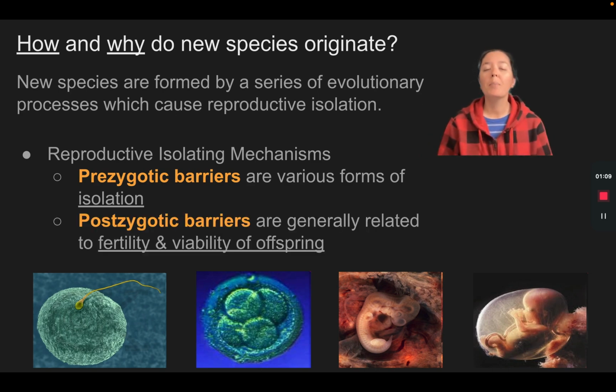The other form is called a post-zygotic barrier. These are generally related to the fertility and viability portion of those isolating mechanisms. So a zygote is formed between two different species, but that offspring is either not fertile, so it cannot make more babies on its own, or it is not viable or not strong enough to survive to the reproductive stage of its life. This video is going to focus on prezygotic barriers.